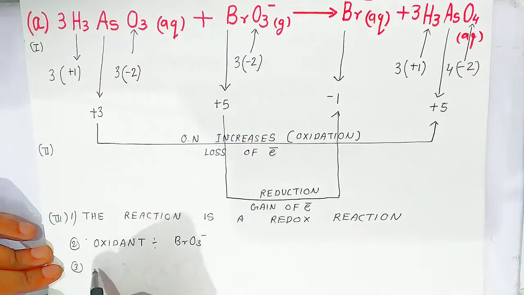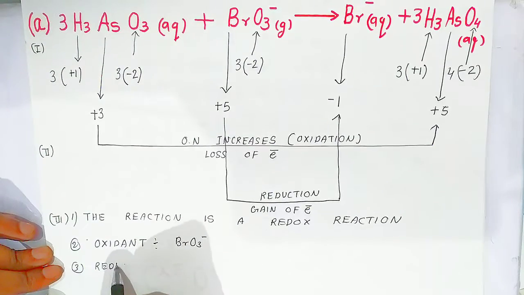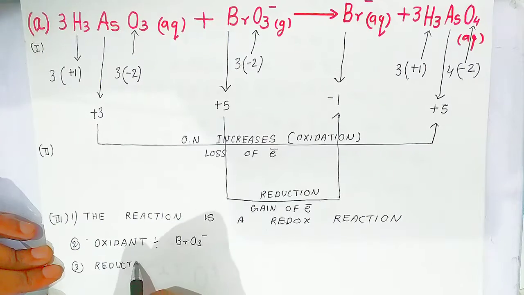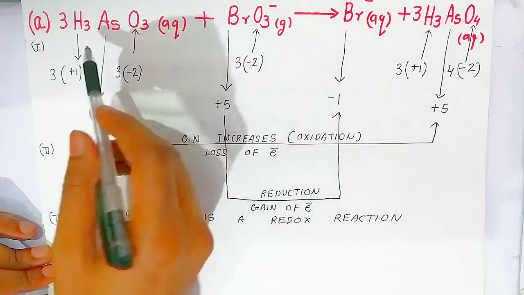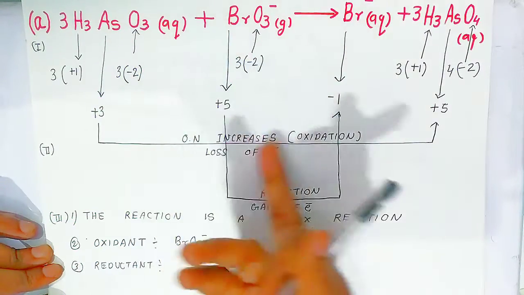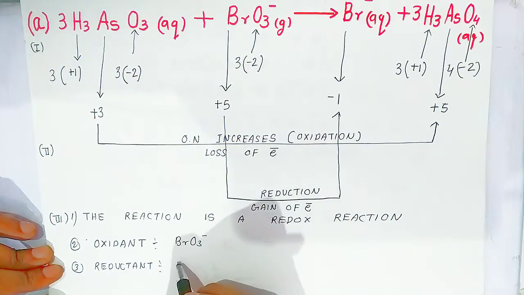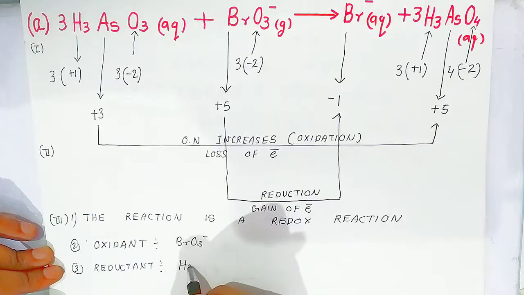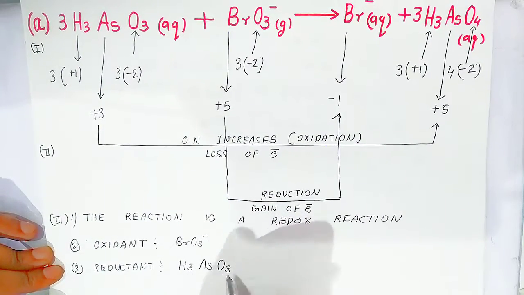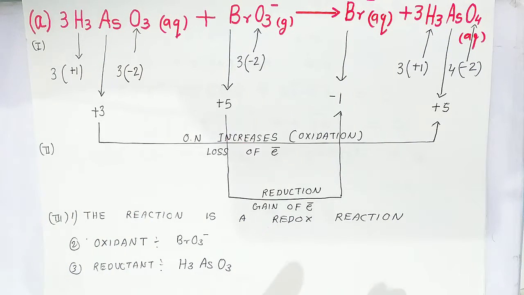Now third, students, we are going to write down the reductant. The reagent which is responsible for the reduction is called the reductant. Because this molecule is going to be reduced, reduction is taking place. So this arsenious acid, H3AsO3, will be your reductant. So these are very important, students.